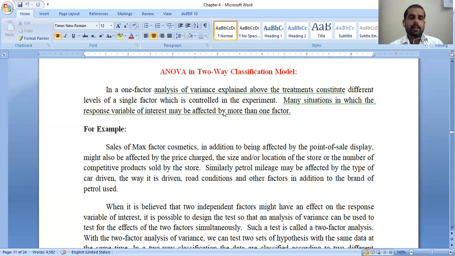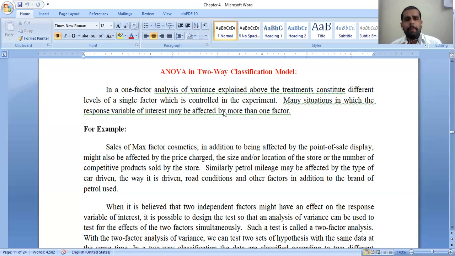They are attracting the customer, and the mindset of the customer will automatically change, and they will purchase. This type of market situation is there in society. Here, generally the price charged, the size, the location, or the competitive products will be affecting. So this is one example.